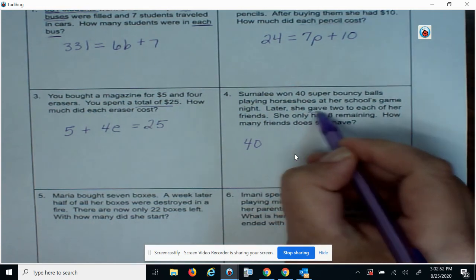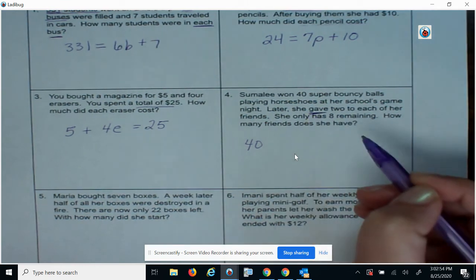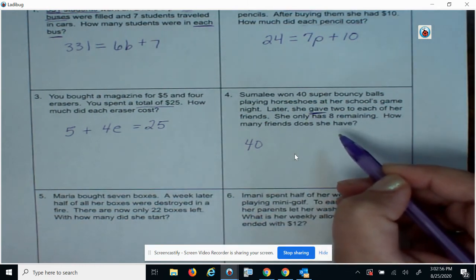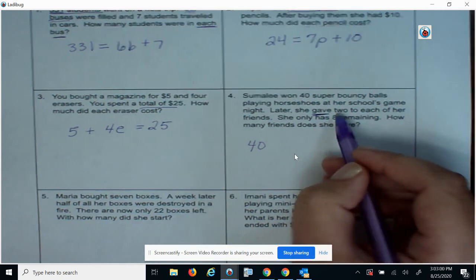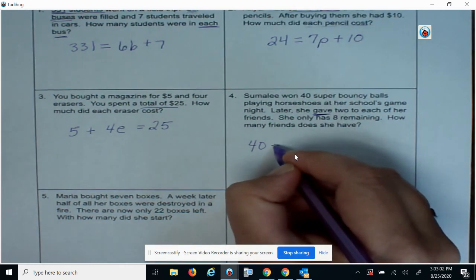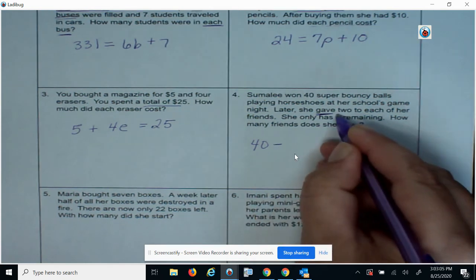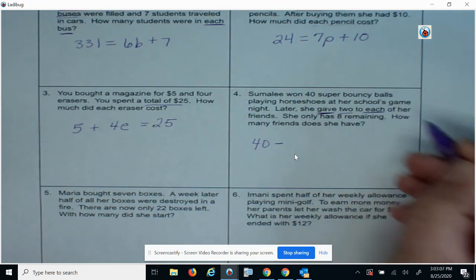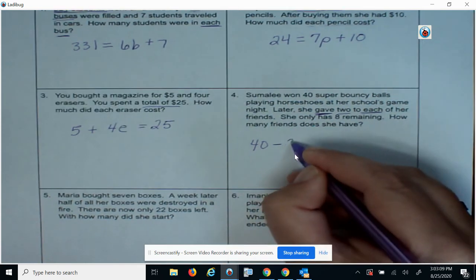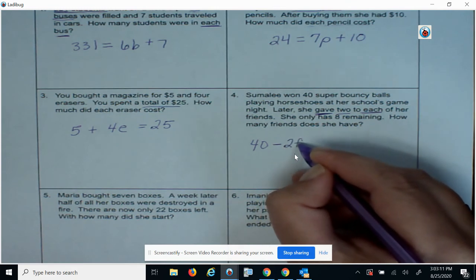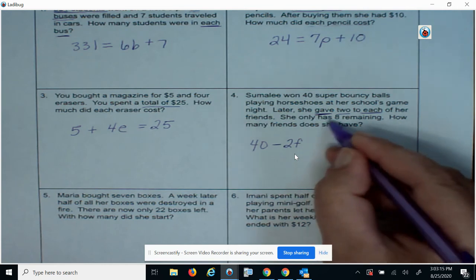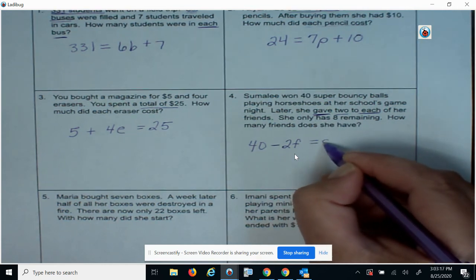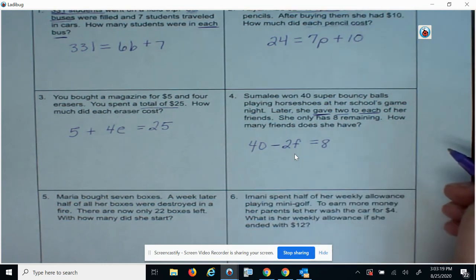So she gave it away. She gave it away means we're taking it away, right? 2 to each of her friends. So 2 each means that we're going to pair it with our variable. Let's call it F for friends. And she has 8 total remaining.